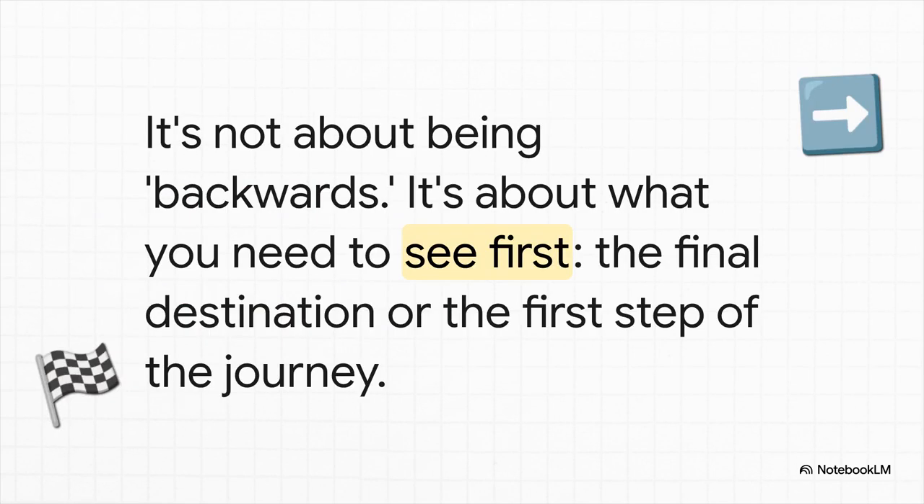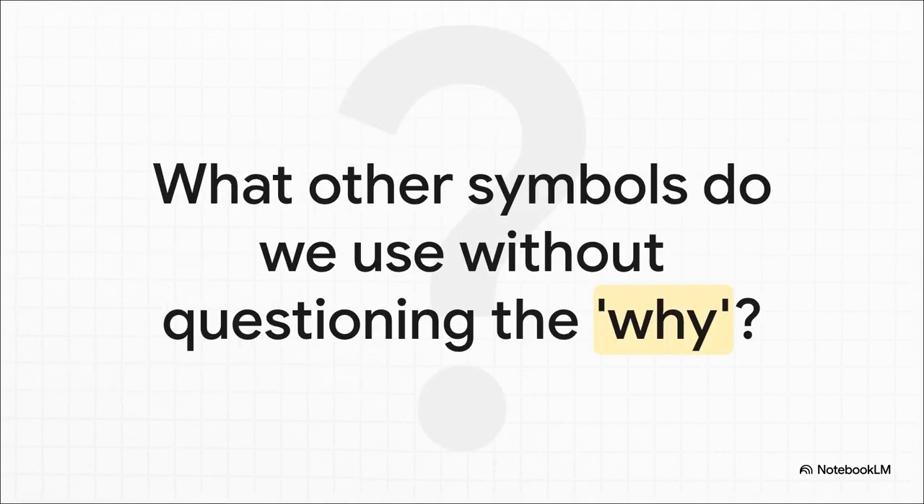See, it was never really about one way being backwards. It was always about perspective. It's about what you need to see first, the final destination or the first step of the journey. Both are totally valid ways of looking at the same process. And that just leaves us with this really cool thought. The symbols we choose aren't just random rules. They actually shape the way we approach problems. And it kind of makes you wonder, doesn't it? What other symbols do we use every single day without ever stopping to think about the why that's baked right into their design?